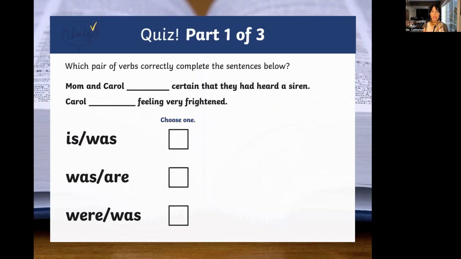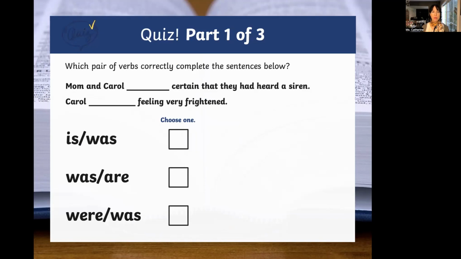All right, so we're only going to do 3 parts for the quiz. Part 1 of 3. Which pair of verbs? What does pair mean? 2. So think of your shoes. We have a pair of shoes, right? We have one foot and the other foot. So we need a pair. We need 2 of them. So here we have 2 sentences. So we need a pair of verbs.